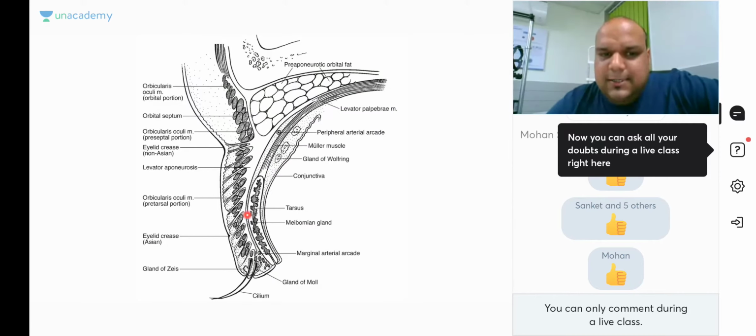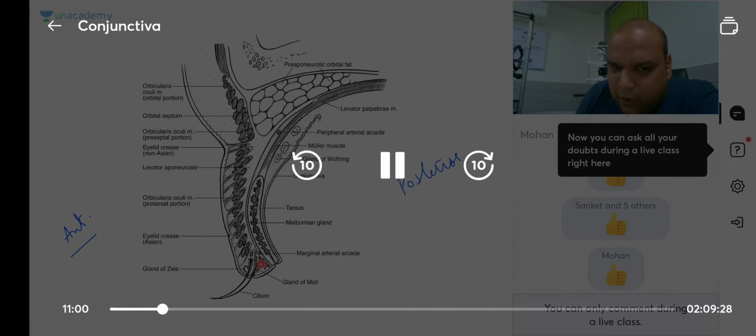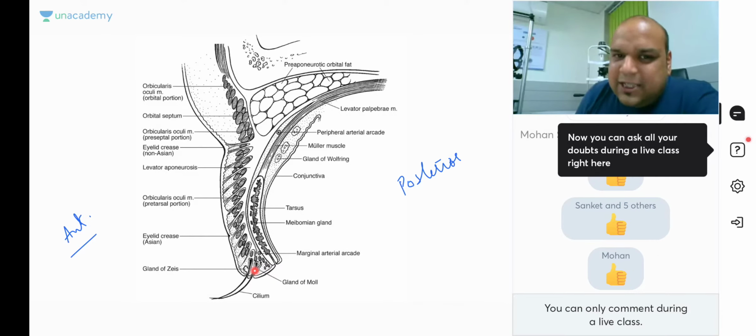You can see the cut section of the eyelid. This is the anterior part and this is the posterior part. First, let's see the gland of Zeiss, where my pointer is moving. Do you see it is opening at the lash follicle, the eyelashes? Then you can see the gland of Moll. The gland of Moll is opening into the ducts of the gland of Zeiss, and thus it is also at the lash follicle, as I said.